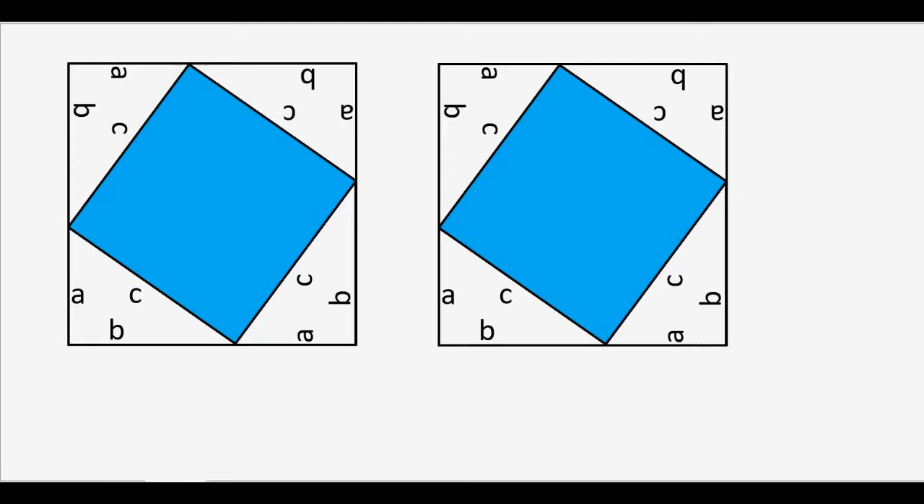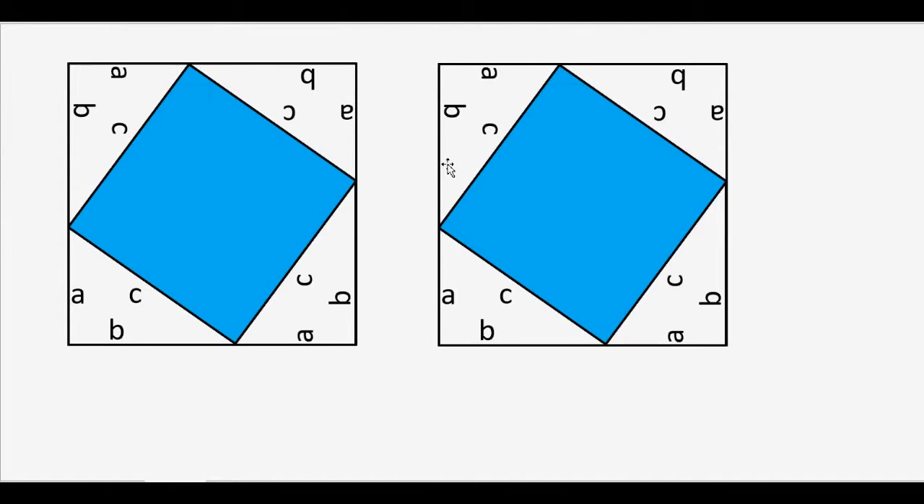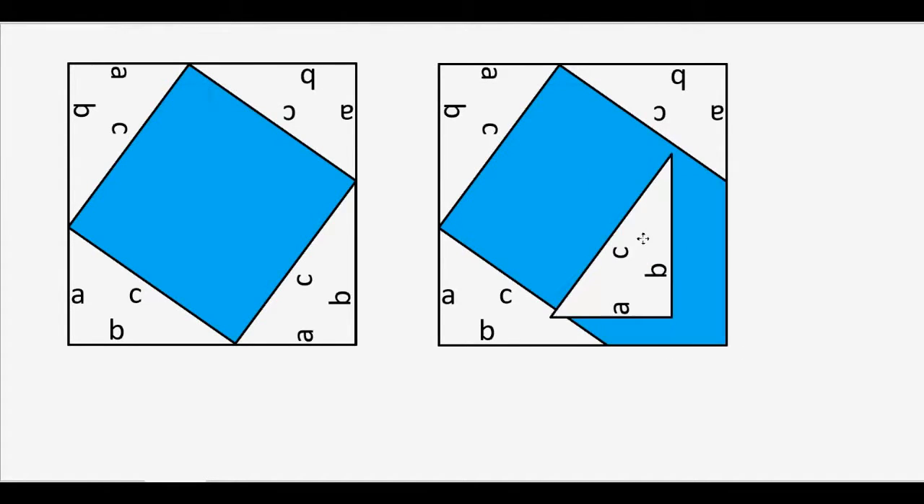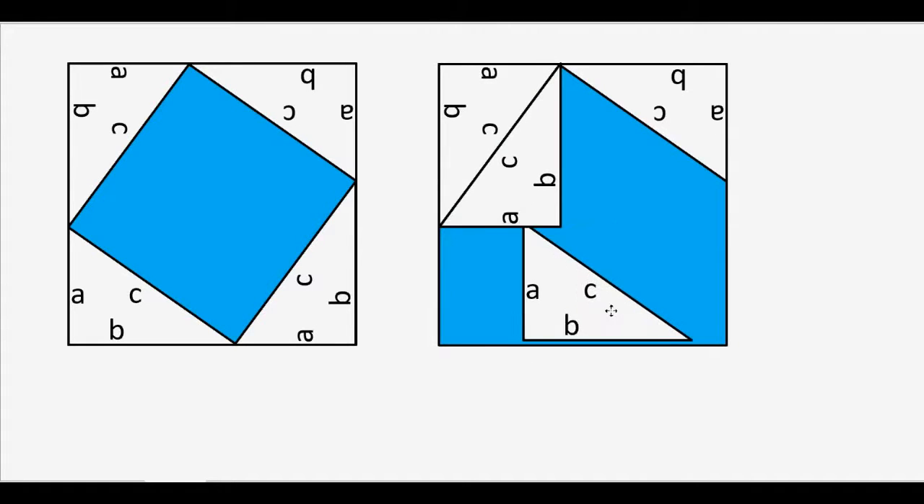I want you to think about now another situation. Different triangles. I'm not telling you what the triangles are or what the lengths of the sides are. I'm just saying it could be any right triangle. That's our only requirement. This has to be a right triangle. What are the areas now?